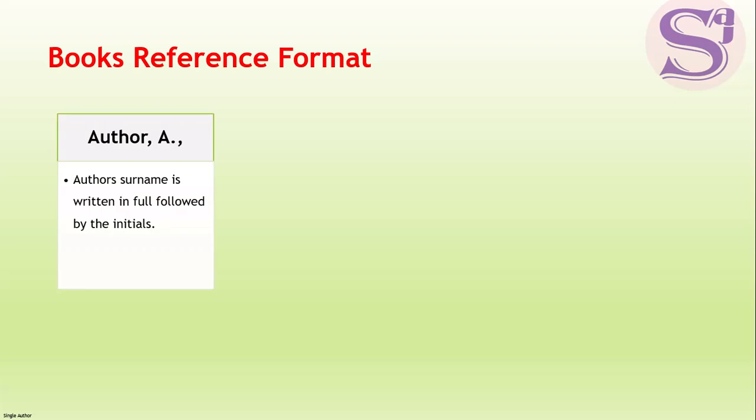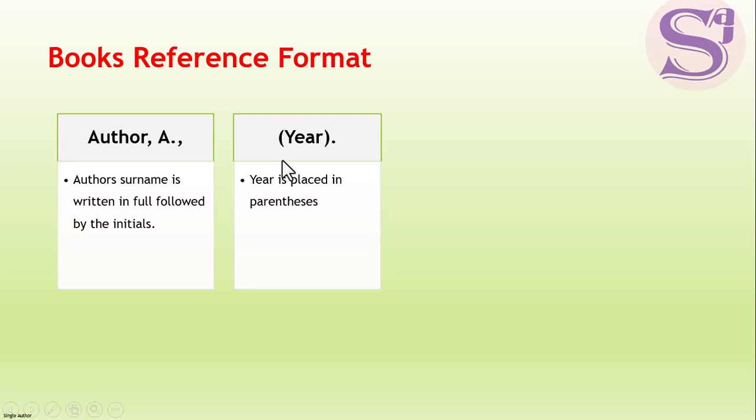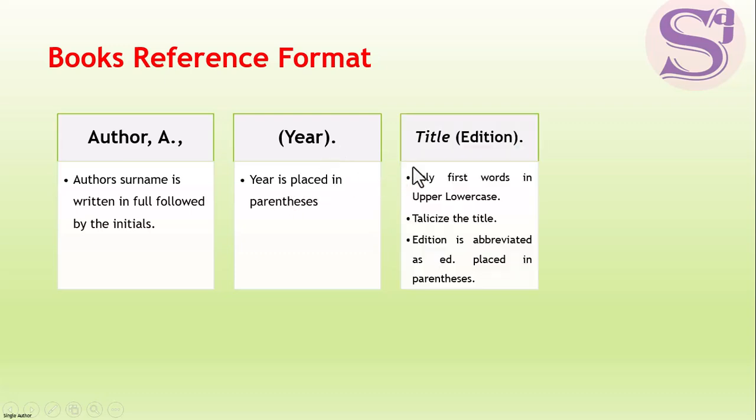Now, how do we reference a book? To do that, the first thing we identify is the author. The author's surname is written in full, followed by the initial, then the year in parentheses, then a full stop, then the title, and the edition also in parentheses before the full stop. Only the first word of the title is in uppercase. If the title of the book is given, only the first word will be in uppercase, then you italicize the title.